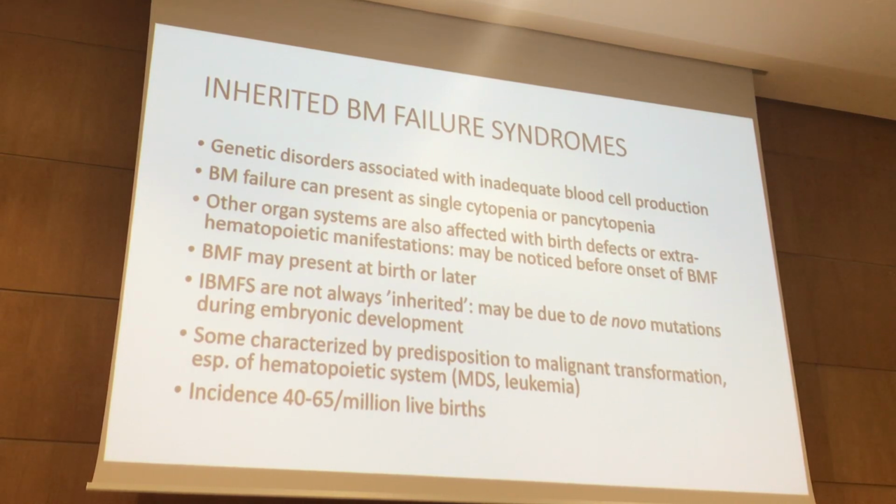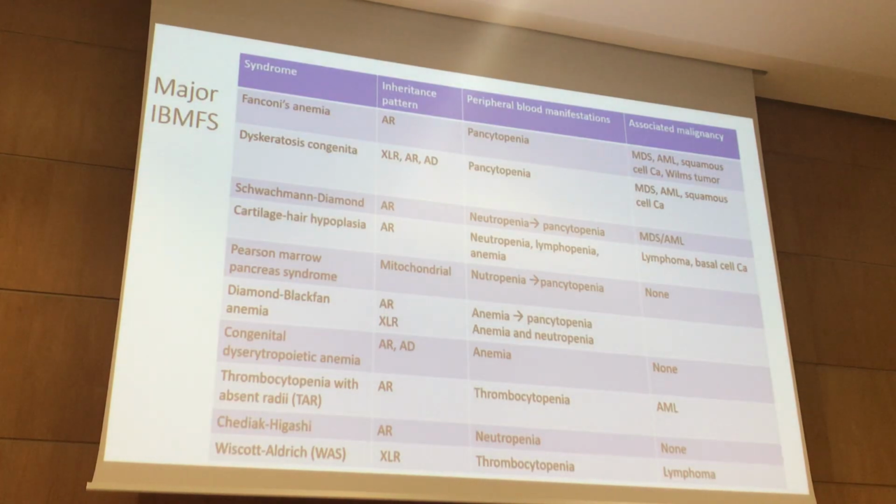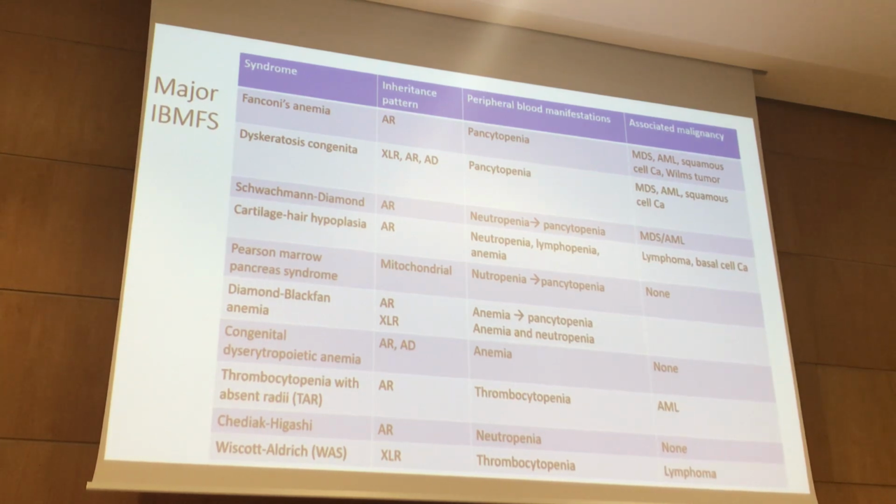Some of them are characterized by predisposition to malignancies, especially hematopoietic malignancies. Incidence is higher than acquired aplastic anemias. It is 40 to 65 per million of live births. Here you see a list of the major inherited bone marrow failure syndromes. At the top is the most common of them, Fanconi's aplastic anemia.